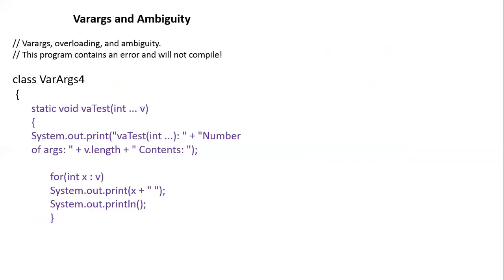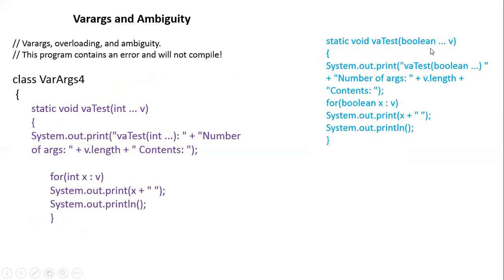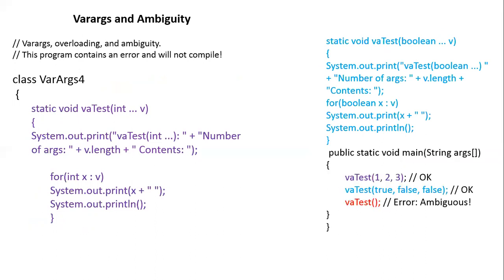But sometimes this method overloading can cause ambiguity. So here in this example, we'll see this method accepts integer type variable length arguments and displays the arguments received. Then the second definition accepts boolean type variable length arguments. Then here, when we are invoking, we are passing three integer parameters, then this method definition will be invoked. When we are passing three boolean parameters, then this method definition will be invoked.